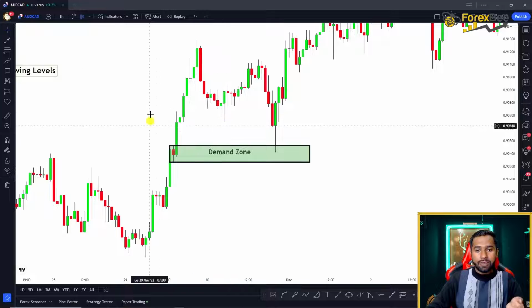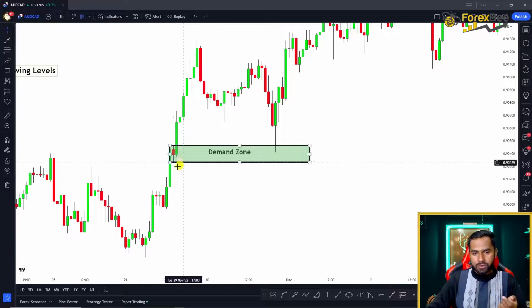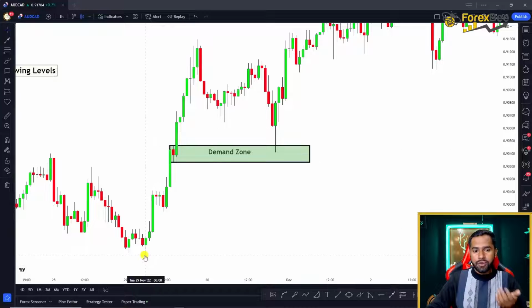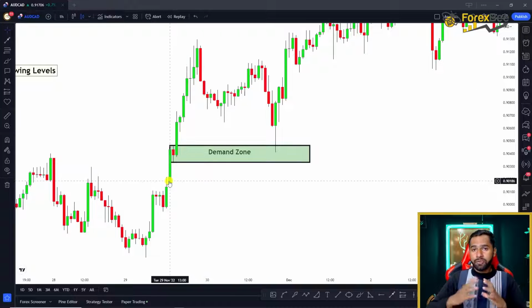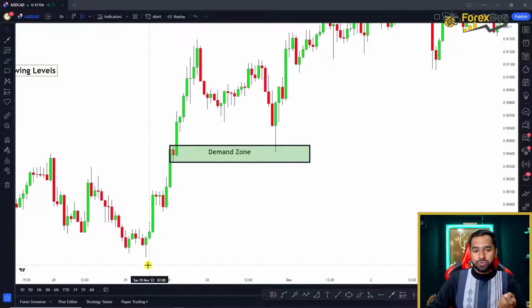Within this bullish move there is the formation of this demand zone. Now when we take the Fibonacci retracement tool and draw the retracement for this bullish move, so the Fibonacci retracement tool, if you're not familiar, is a tool that is used to calculate the retracement levels for big bullish moves. It could be either in the bullish direction or bearish direction.